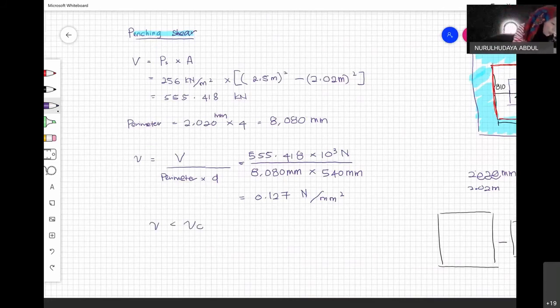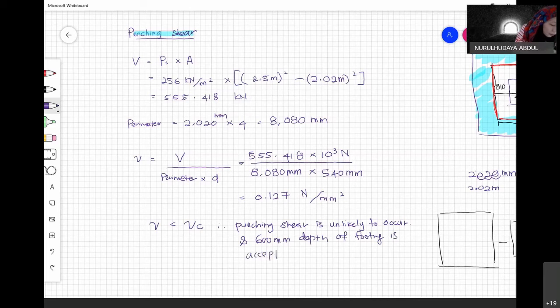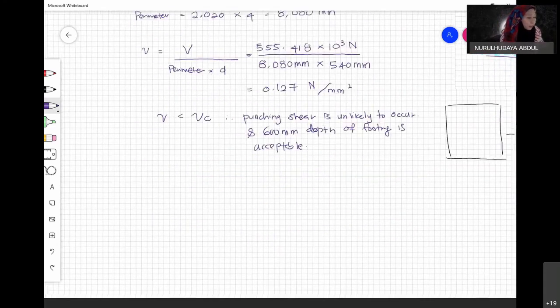Okay, what does it mean? So punching shear is unlikely to occur. And 600 mm depth of footing is acceptable. Okay. So, okay lah, design awak tak ada masalah sebab punching shear pun tak jadi. V masih lagi less than VC. Last step, kita akan sketch.